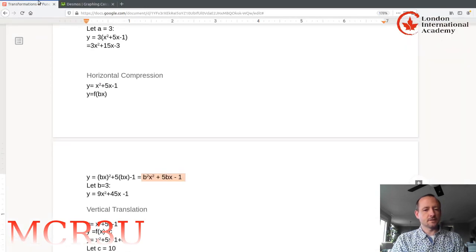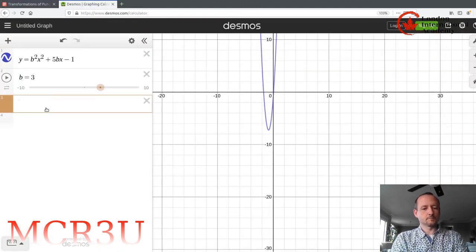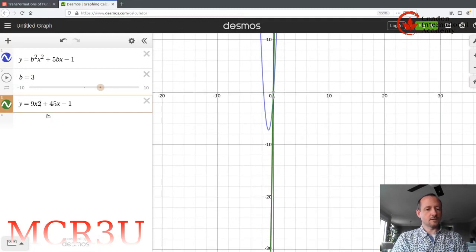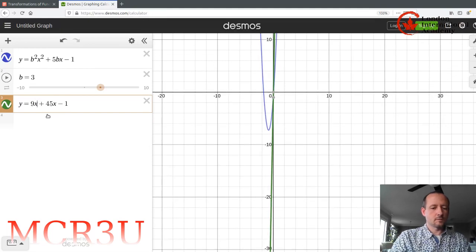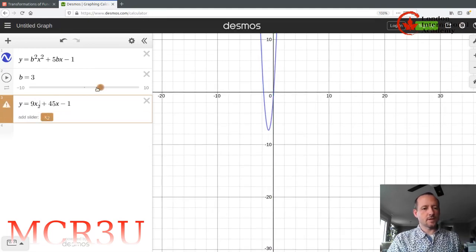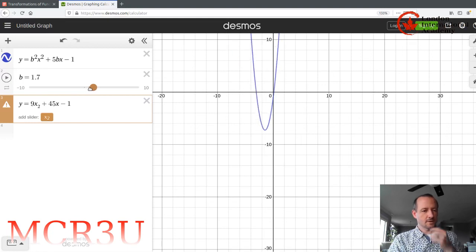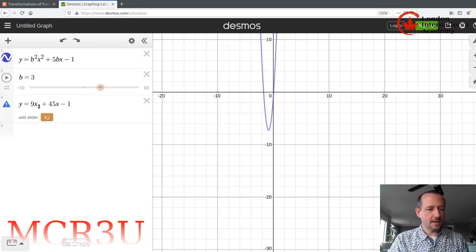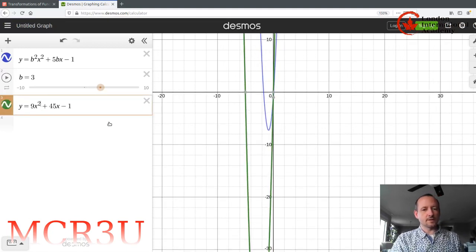There's the function. And we can show that that's equal to 9x squared plus 45x minus 1. And put this as a square. And there we have it. So as we slide b, we see, oh, whoops. I just accidentally made that into a subscript. So we make it a superscript. There we are. Okay, so there's 9x squared plus 45x and minus 1.